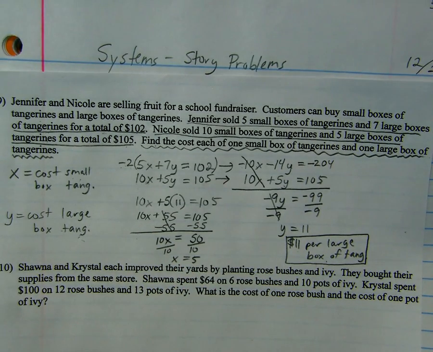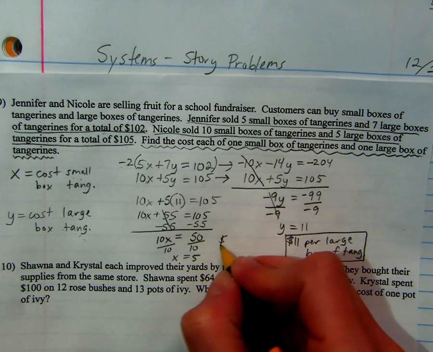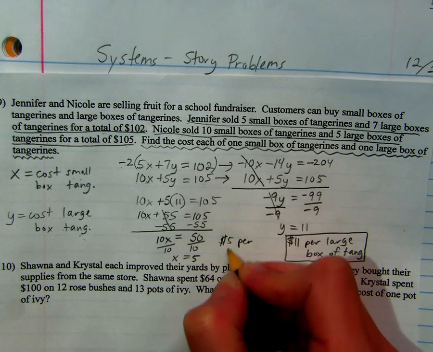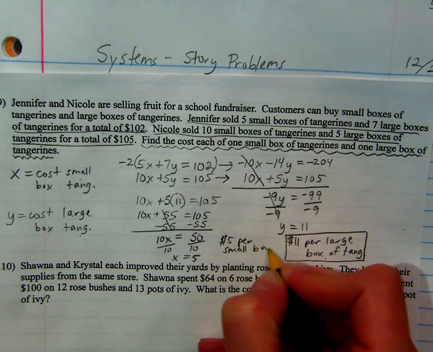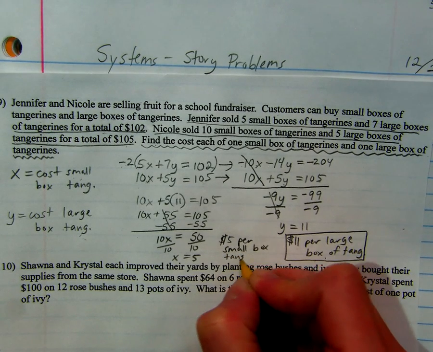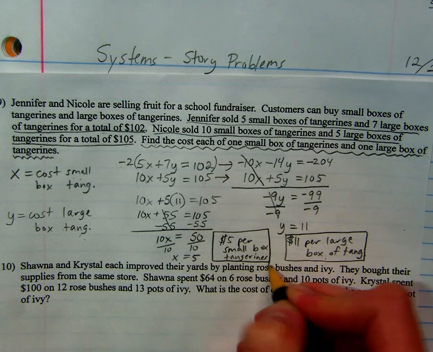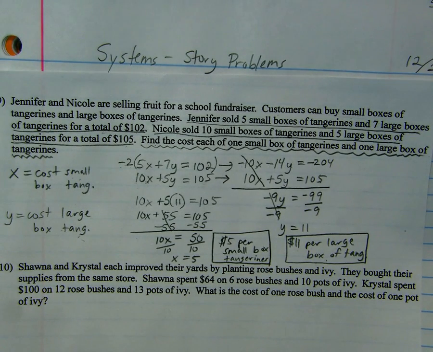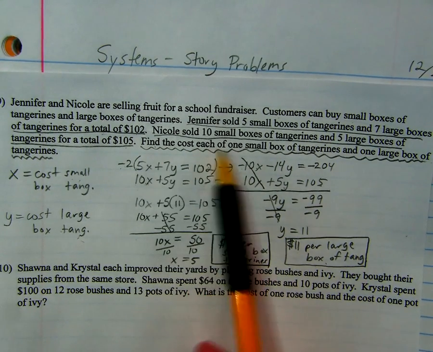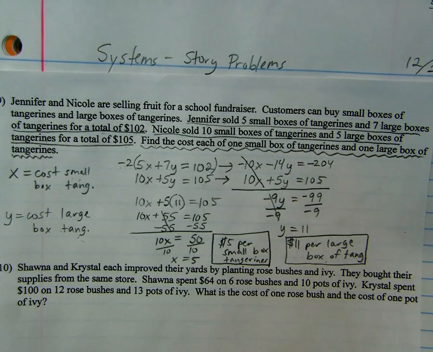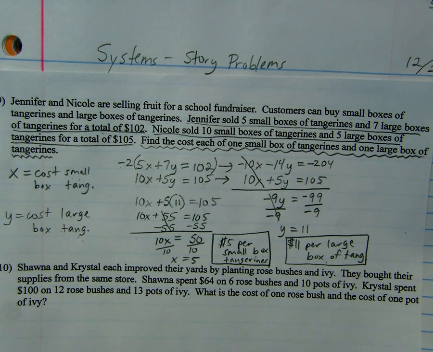So what does that tell us? $5 for a small box. Yes, so we can just write $5 per small box tangerines. And I didn't do complete sentences, but I did a nice phrase that answers the question because it wants us to find the cost of the small box and the large box, so it'd be nice to know which one's which. It's possible they could charge you more for the small box.